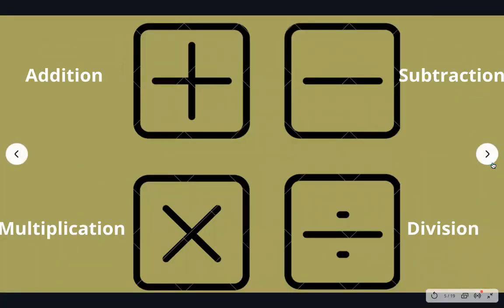Before moving on, we know the concept of addition, subtraction, and multiplication. So today we will learn about division. This is the sign of addition, this is the sign of subtraction, this is the sign of multiplication, and this is the sign of division. But let us move ahead with the concept of division today.